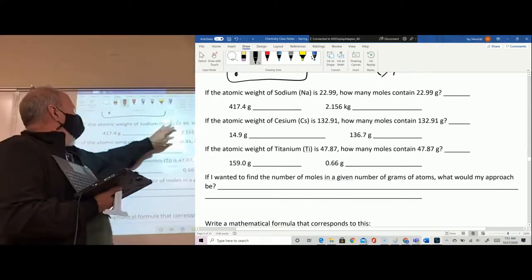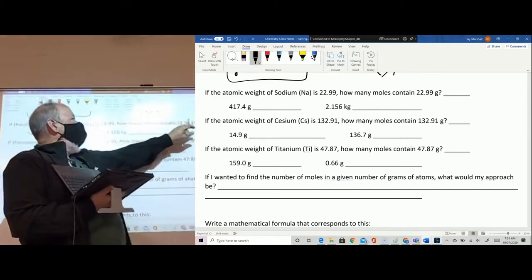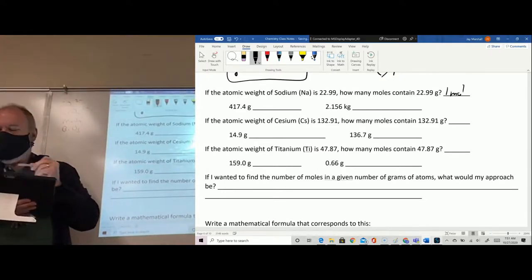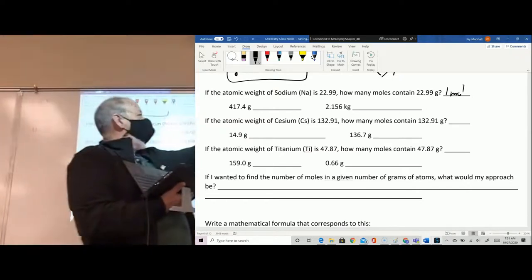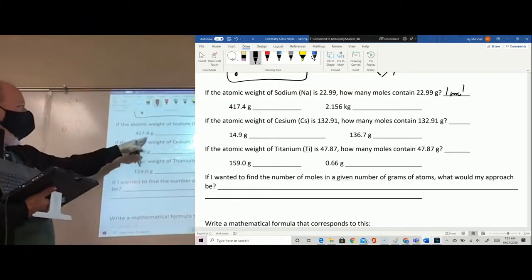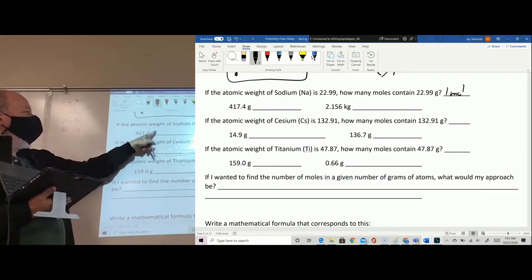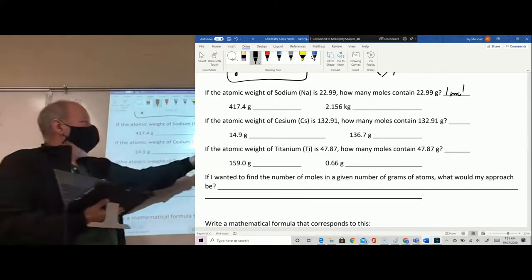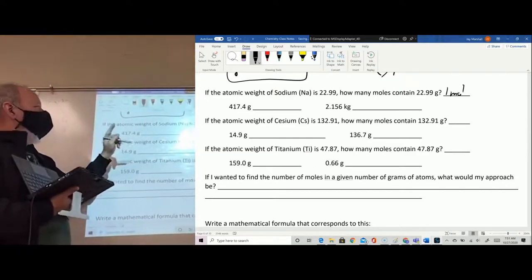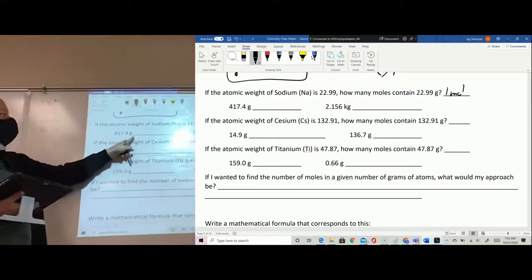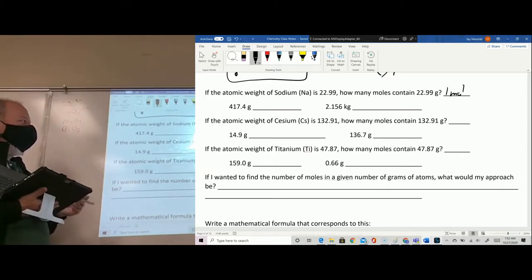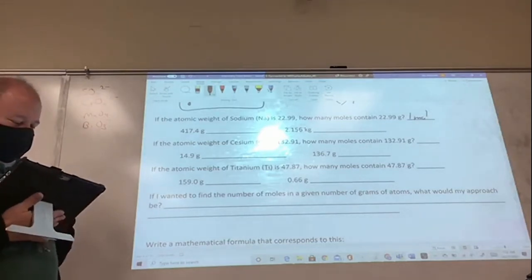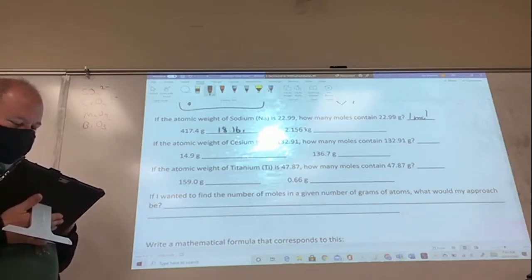Now what if I go the other way? What if I say the atomic weight of sodium is 22.99? How many moles contain 22.99 grams? And it's not a trick question. It's one mole, right? One mole contains 22.99 grams. How many moles contain 400 grams? Wouldn't you take 400 divided by 22? Yes. Okay. I'm going to take this value and divide it by 22. If this is in one mole, how many moles are in this? So I'm going to say 417.4 divided by 22.99. 18.16 moles. Okay.